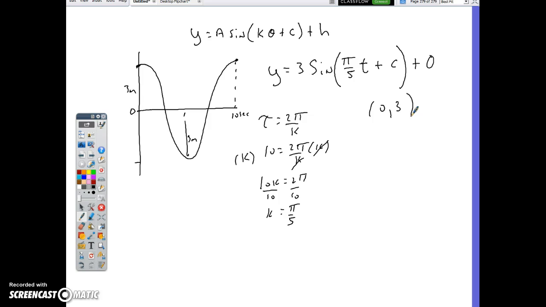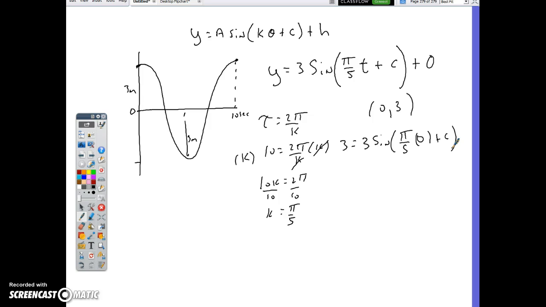Yeah. So I plug a 3 in here. I get 3 is equal to 3 sine pi over 5. What's my t? 0. At time equals 0, I expect it to be 3 plus c. I'm going to drop the plus 0 at the end. Is that okay with everybody? All right. Now I'm just going to solve this thing for c.